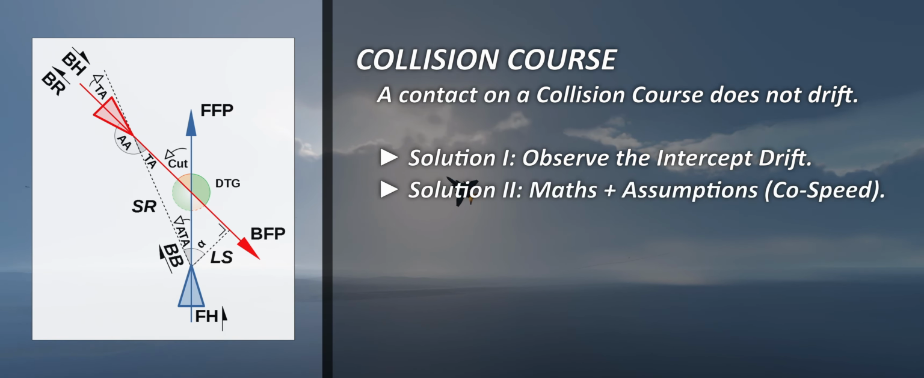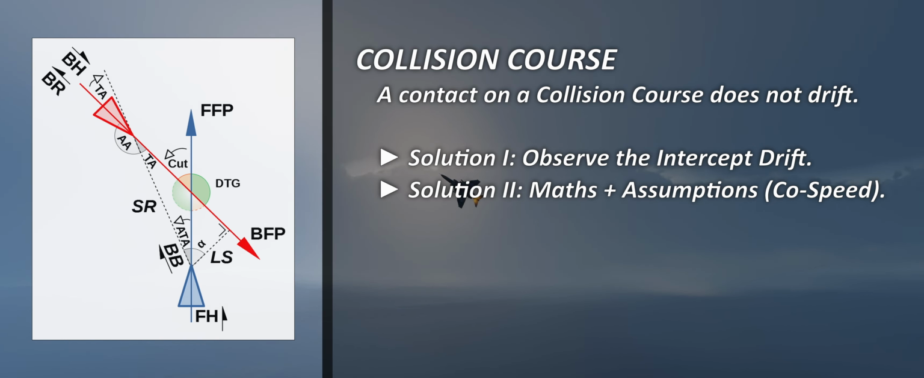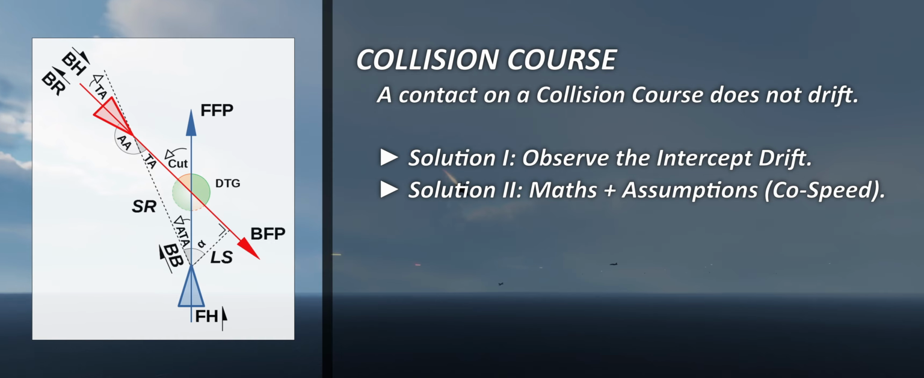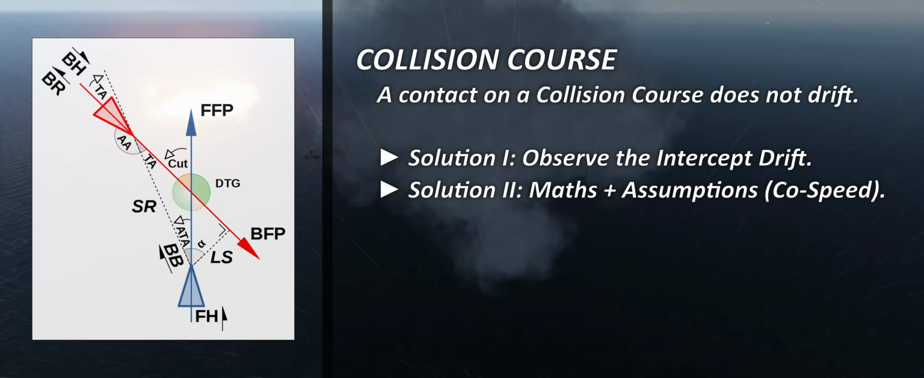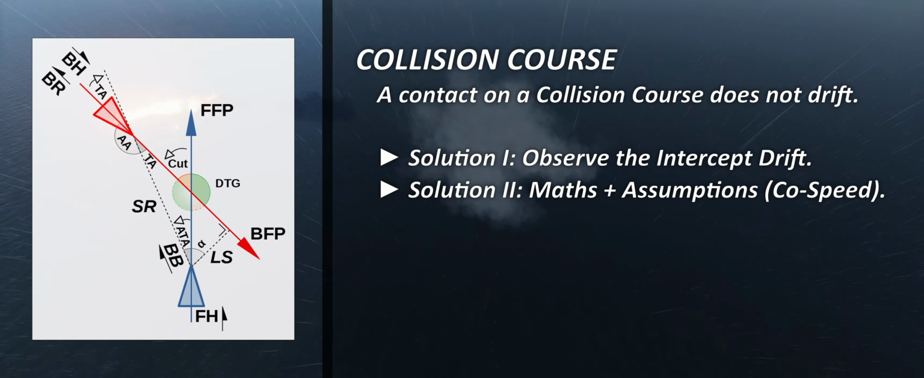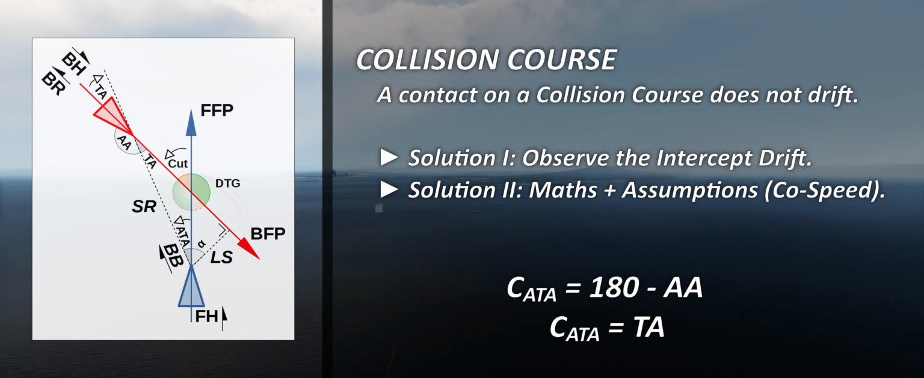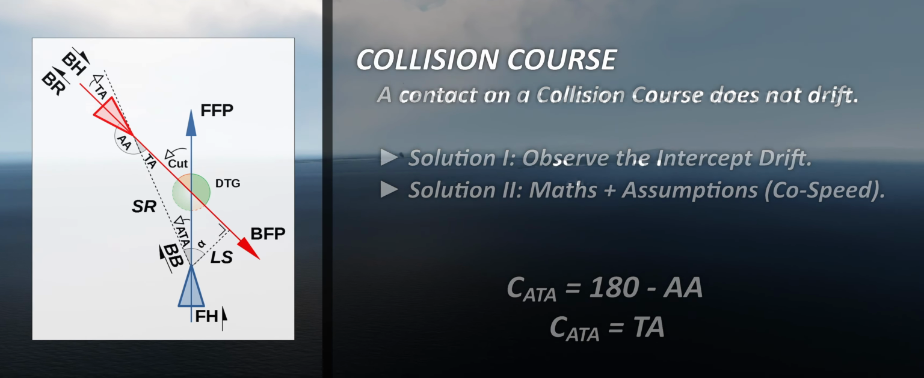The following process is based on the properties of the intercept triangle when two aeroplanes fly at the same speed. In this case, in fact, target aspect and antenna triangle are equal, as the triangle is an isosceles. Therefore, CATA, or collision antenna triangle, equals ATA, which in turn is equal to DTA. Looking at the intercept triangle sketch again, we find the following relation: CATA equals 180 minus the aspect angle, or CATA equals target aspect.